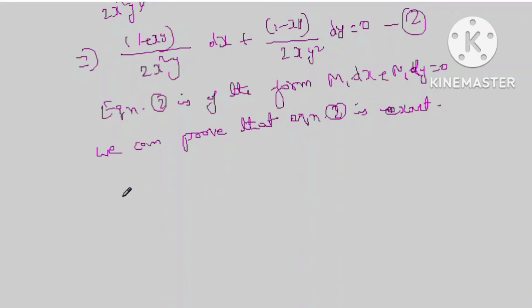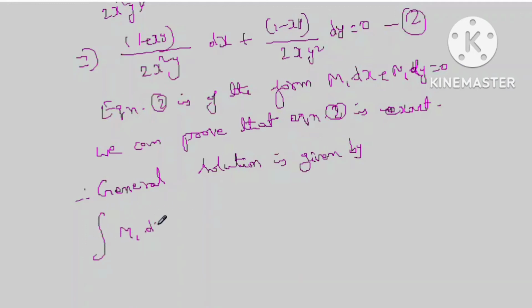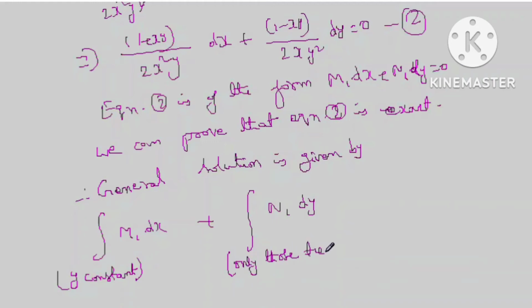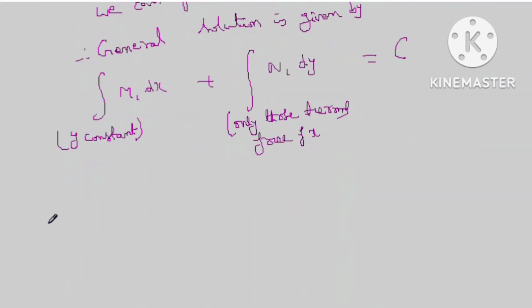Because once it becomes exact, we can find the general solution. The general solution is given by the integral of M1 dx, where y is constant, plus the integral of N1 dy, and here we will consider only those terms free of x, is equal to constant.